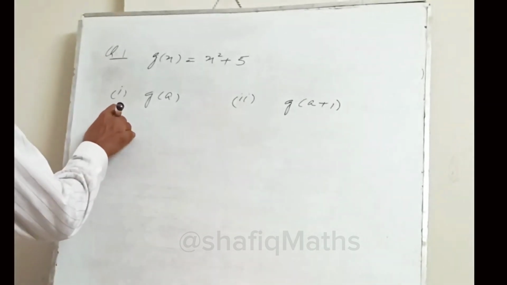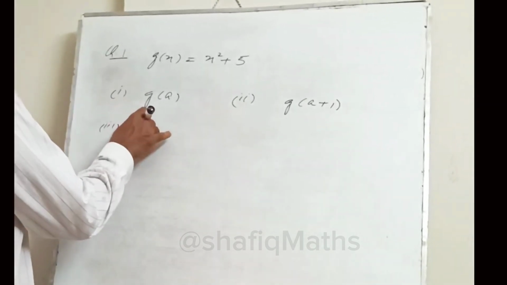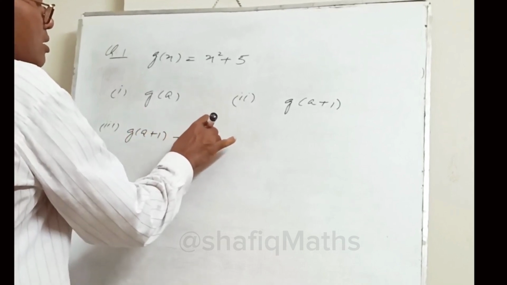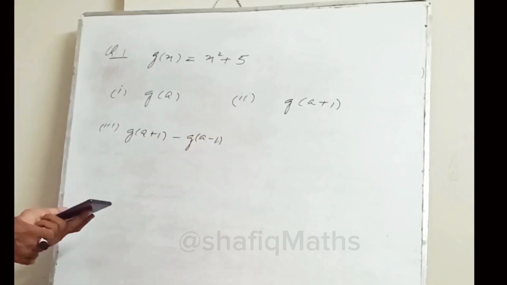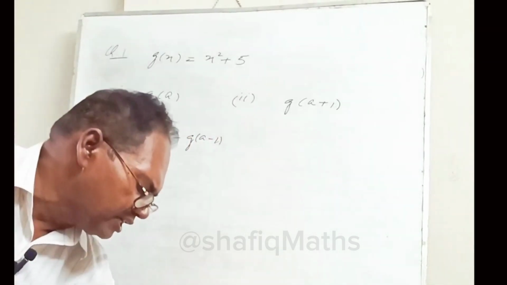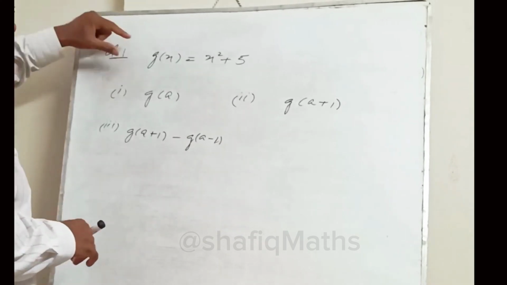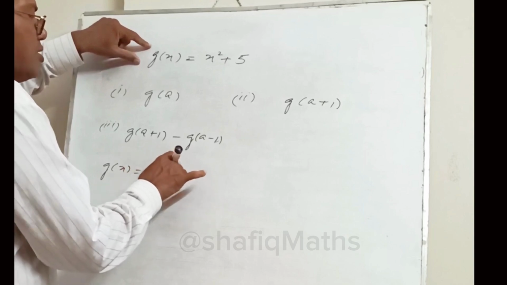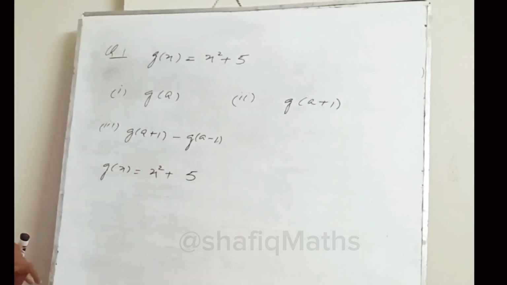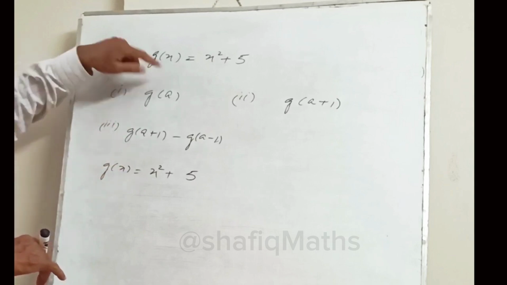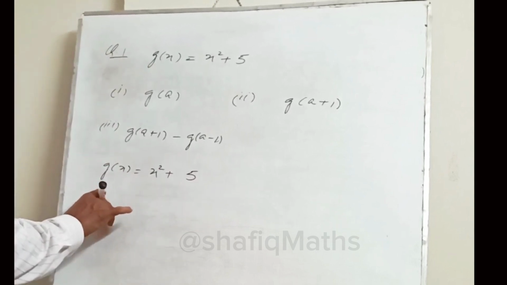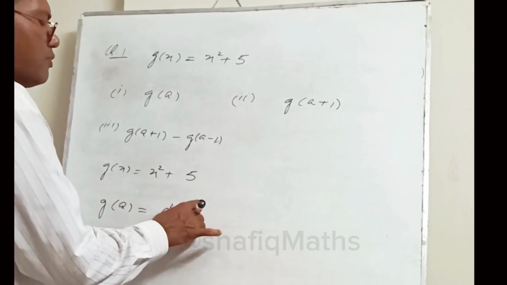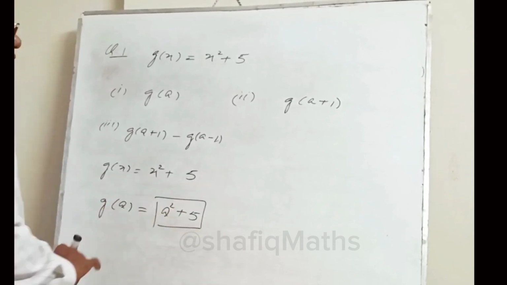And g(a plus 1) minus g(a minus 1) is the third part of the question. Now coming to the first part of the question, g(x) equals x square plus 5. We are replacing x by a in this expression. g(a) equals a square plus 5. So this is our first part of the question.